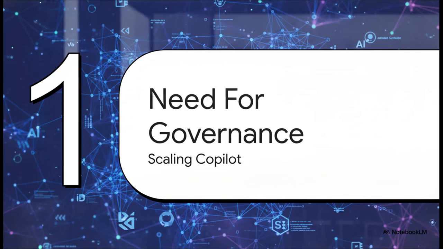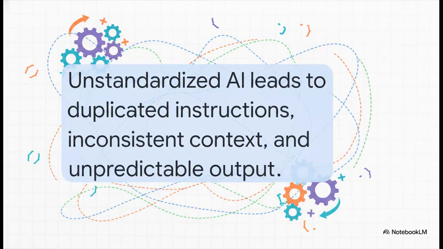Section 1. The need for governance and scaling Copilots. Right now, a lot of developers just configure Copilot to their own personal preferences, and the result? It's a chaotic mix of overlapping instructions. Honestly, it's kind of like the AI equivalent of the tabs versus spaces war. One developer's setup fights another's, the repository context gets completely muddled, and the outputs become incredibly frustrating and unpredictable. Without a common standard, maintenance literally becomes a nightmare.